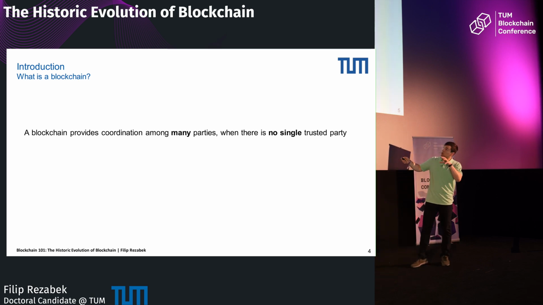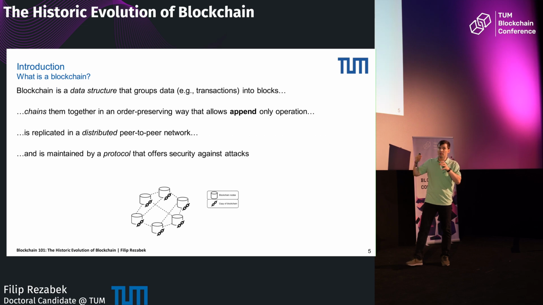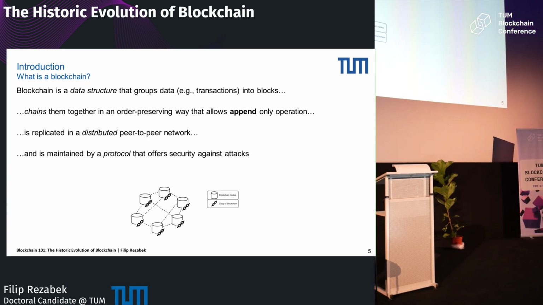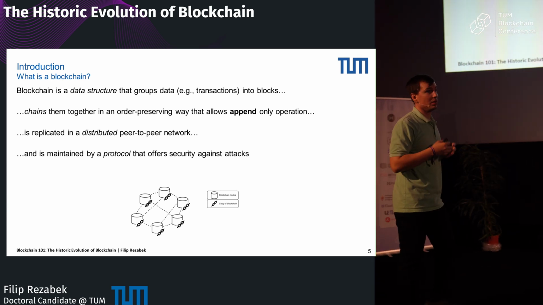Diving into more aspects of the blockchain itself, you can think of it as a data structure that groups various data. By data, in our context, we are mostly talking about transactions, because this is the information that we are exchanging between Alice and Bob in the system, and we are grouping them into blocks.